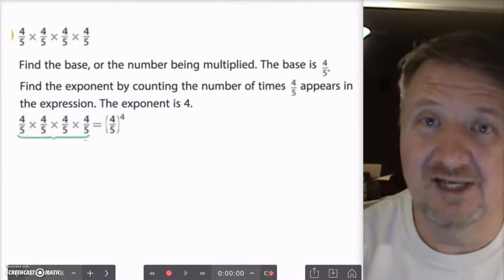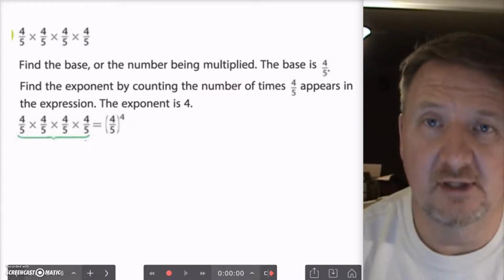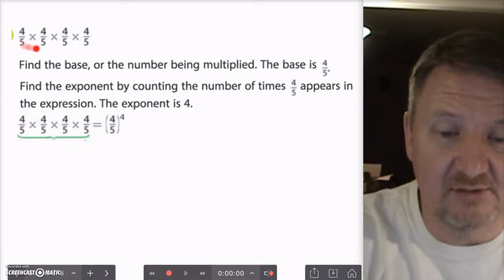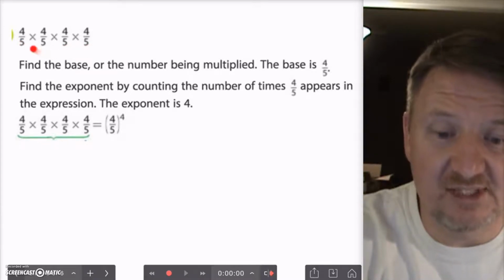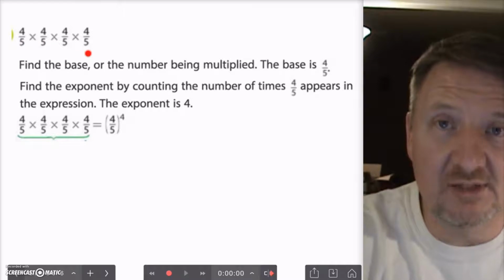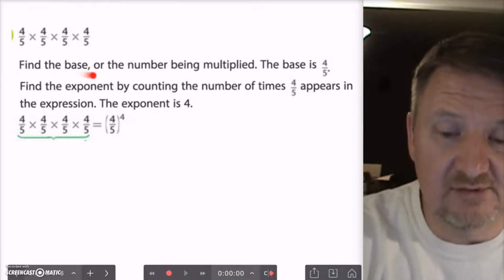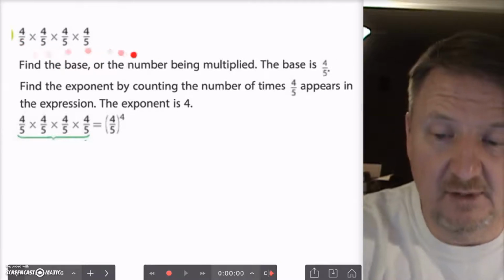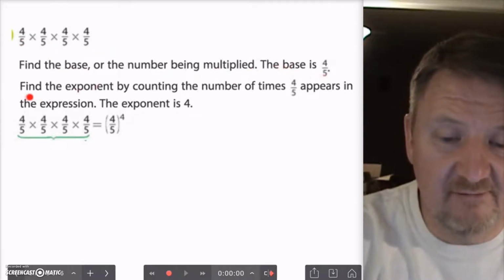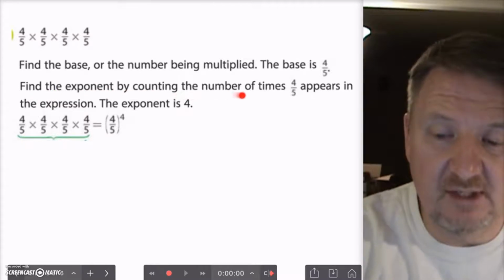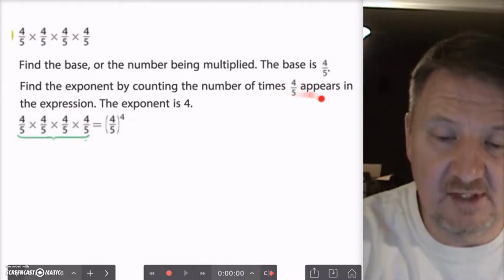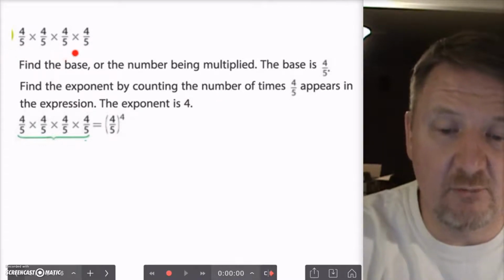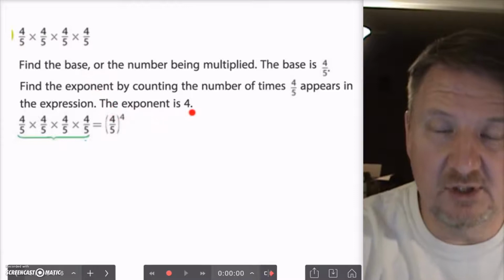This is a fraction. Nothing changes with the fraction. It's the exact same thing. I have a series of fractions being multiplied together. It's the same exact fraction. We can use an exponent to represent it. Find the base or the number being multiplied. Well, the base is 4/5. Find the exponent by counting the number of times 4/5 appears in the expression. So it appears 1, 2, 3, 4 times. So the exponent is going to be 4.